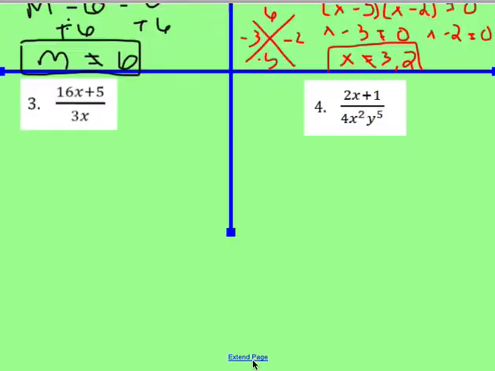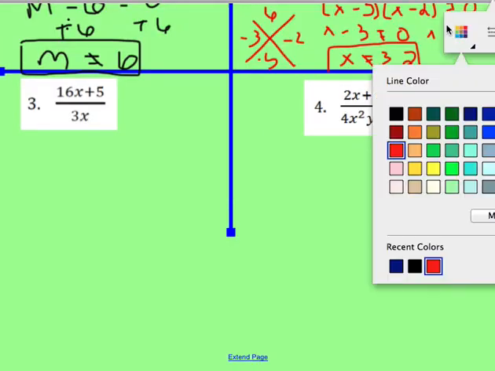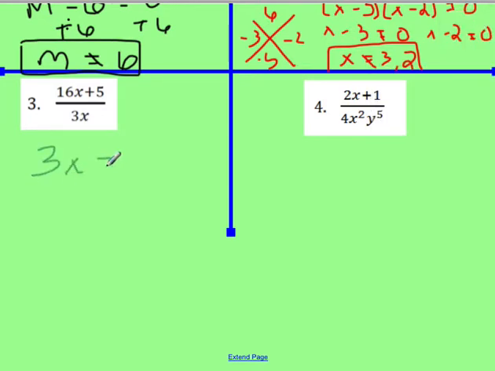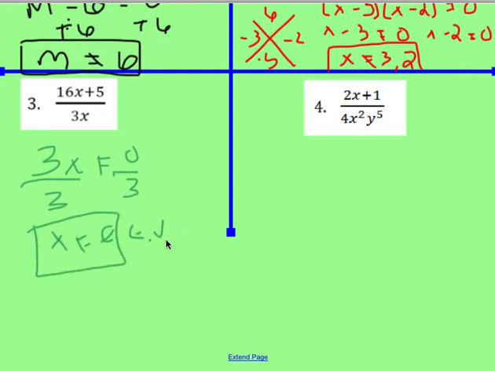Let's take a look at number 3. So for number 3, we want to set 3x equal to 0. So 3x equals 0. Well, divide both sides by 3. And 0 divided by 3 is just going to be 0. So you get that x cannot equal 0. So sometimes I write excluded value next to it just to remind myself that that's the excluded value when I get to doing a lot of work. Okay? All right, so let's take a look at number 4.